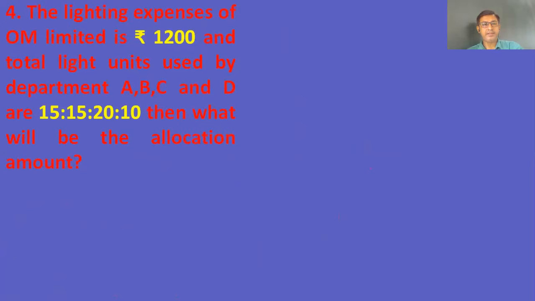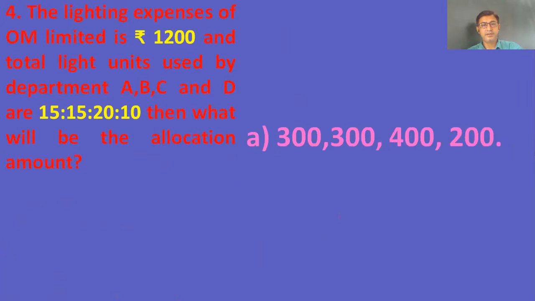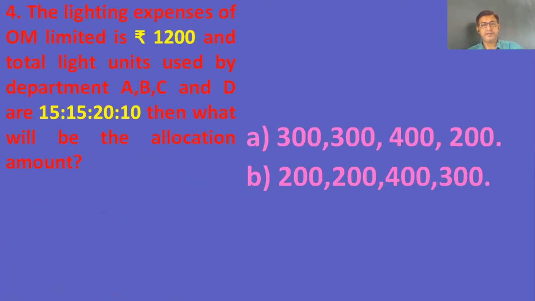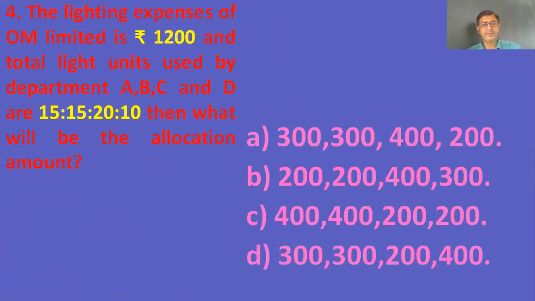Fourth one, the lighting expenses of Home Limited is 1200, and total light units used for departments A, B, C and D are 15:15:20:10. Then what will be the allocation amount? So over here we are supposed to make the calculation of allocation. Let's see the options first. 300, 300, 400, 200 is the first option. Like this, the options are provided to us.